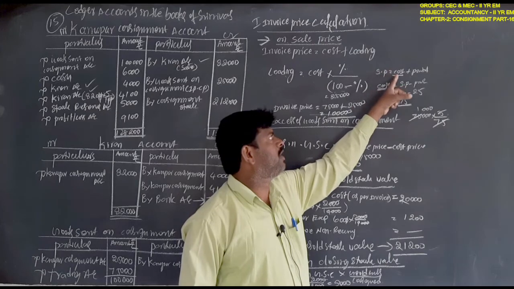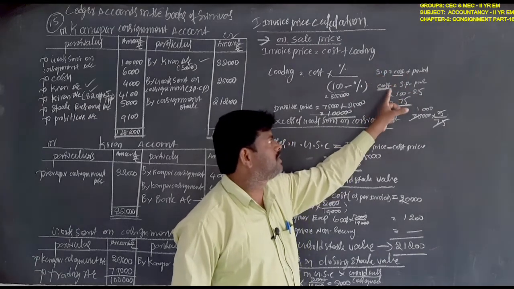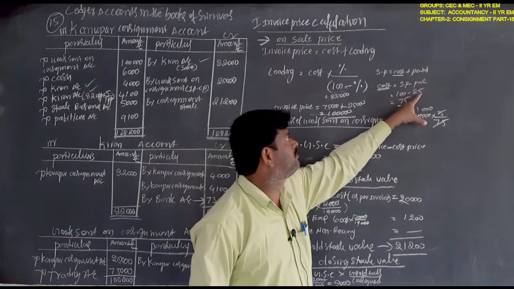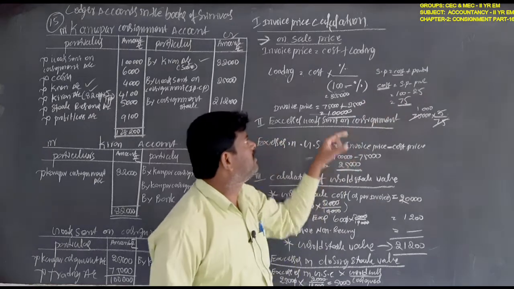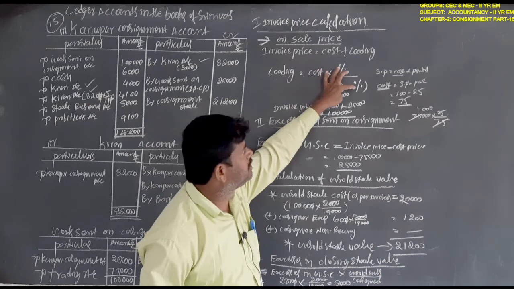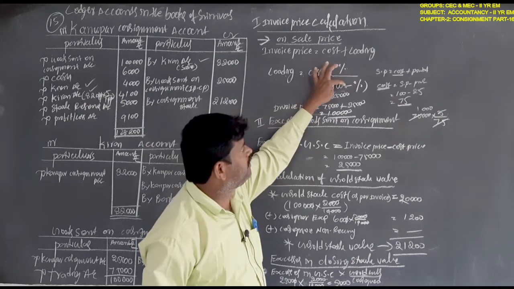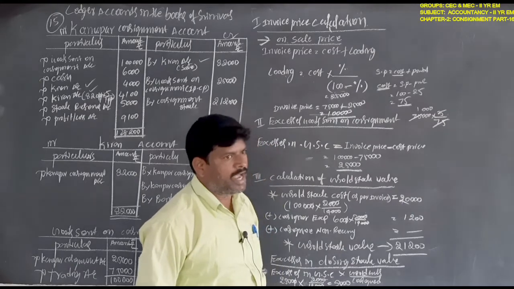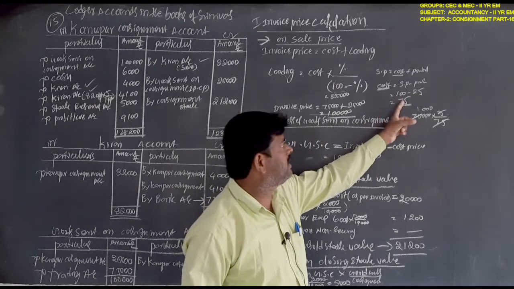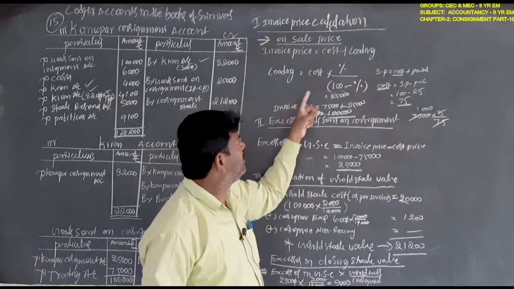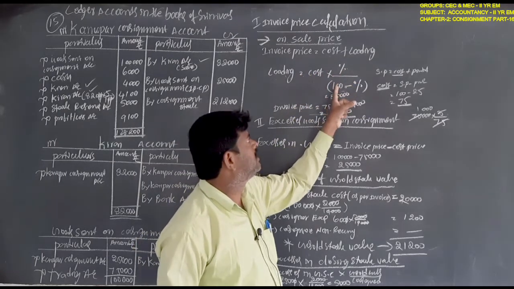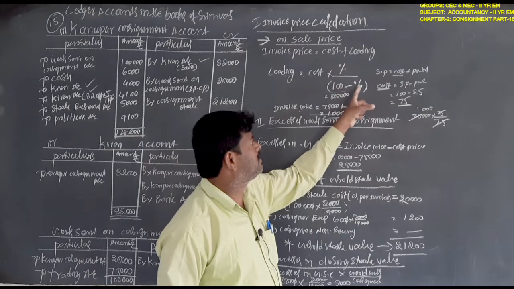Sales price is equal to cost plus profit. Cost is equal to sales price minus profit. So 100 minus 25%, so 75%. Here also this is the profit percentage. This is the 100 minus percentage. Why write this way? Simply you don't know the sales price, only you know the cost price. Cost price is equal to 75.